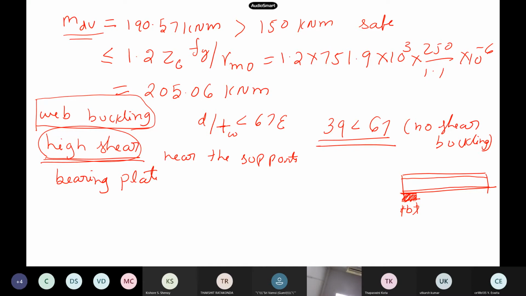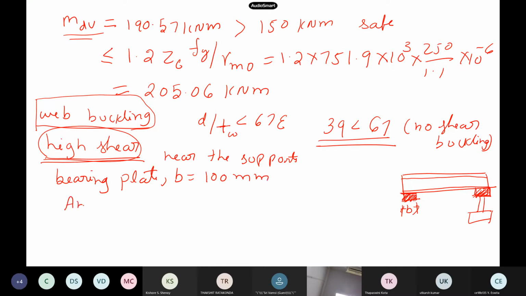For example, let us say it is resting on another I-beam like this. Then to find the bearing, you can take the width of the flange itself. Or if it is resting on a wall, whatever the width of the wall is, that itself is your bearing. Suppose nothing is mentioned, you can assume any value between 75 mm and 100 mm. For this problem, let us assume it to be 100 mm.